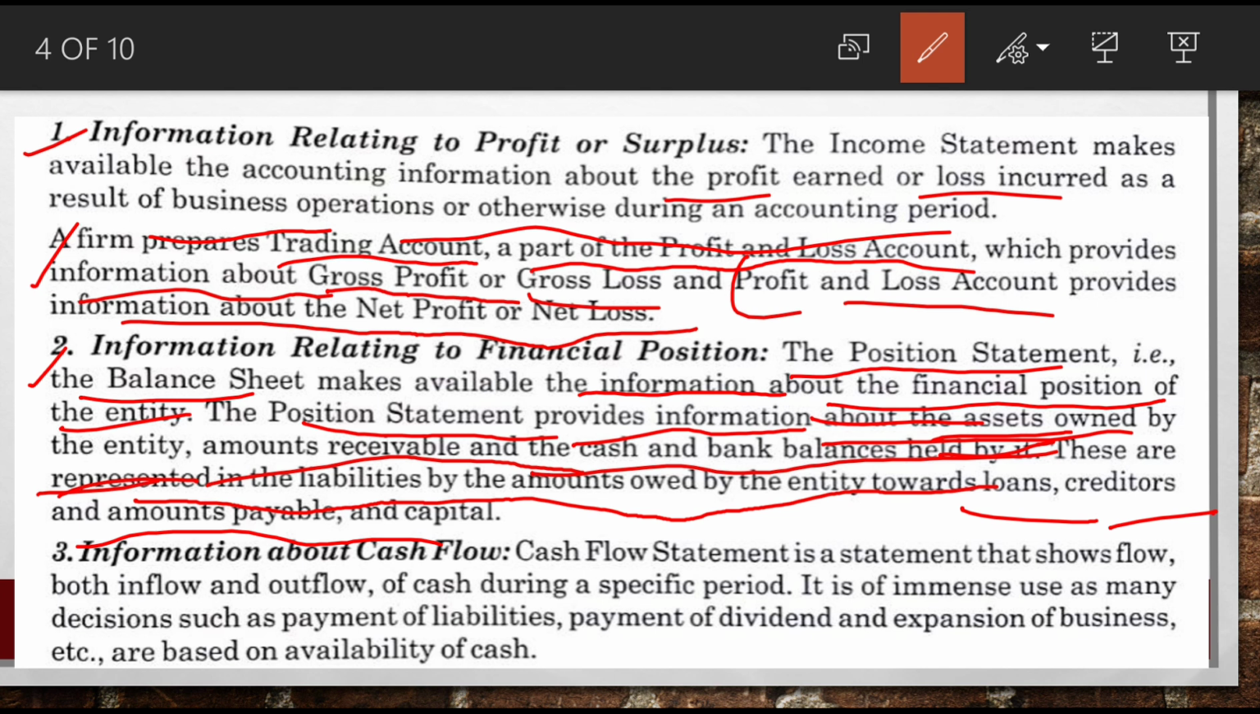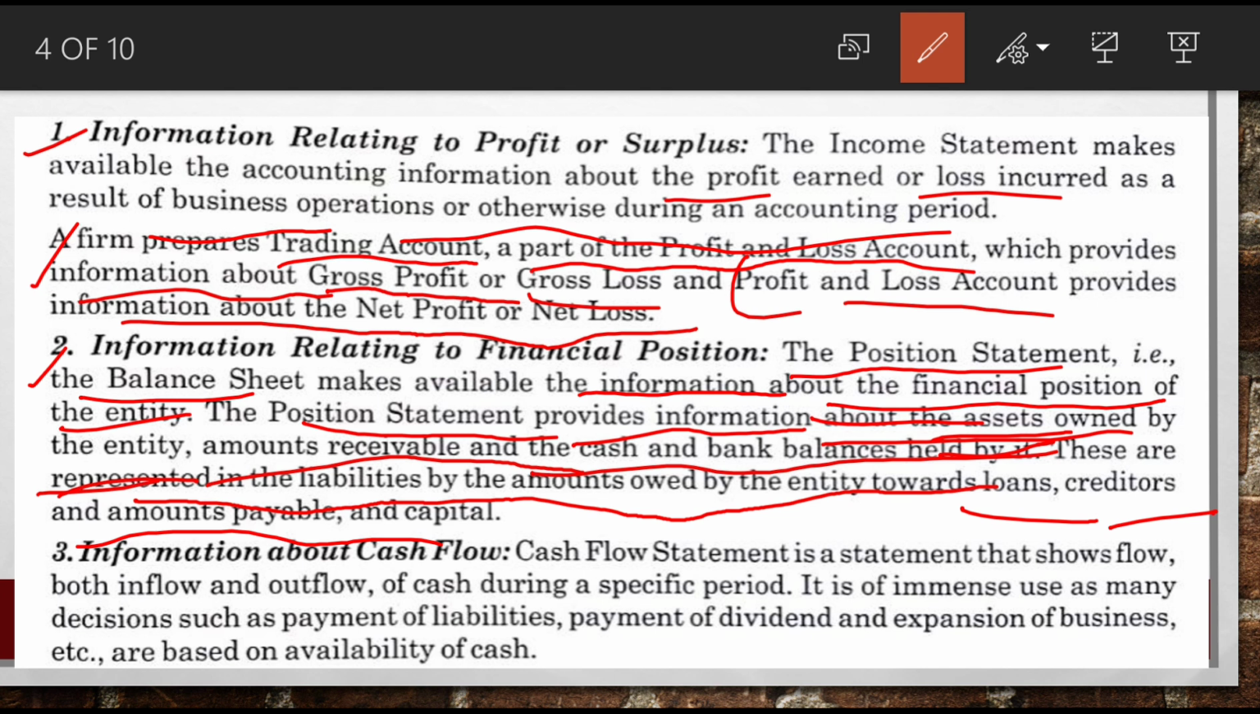Our point is that one of the financial statements is the position statement, also called the balance sheet. With the help of the balance sheet, what type of information is it providing? Liability means the amount owed by the entity towards loans, creditors, or amounts payable to any other party, or capital. That we can also analyze with the help of a balance sheet.